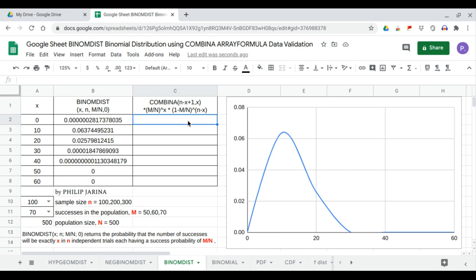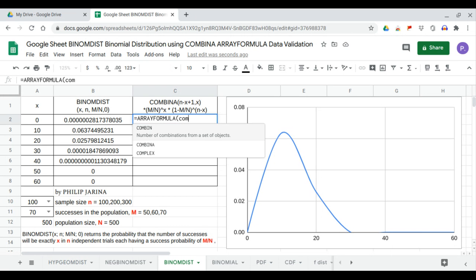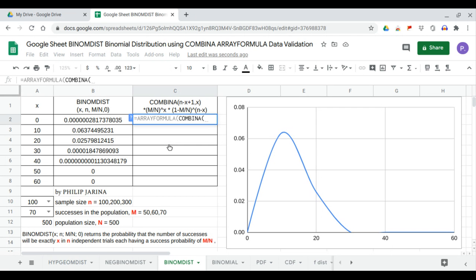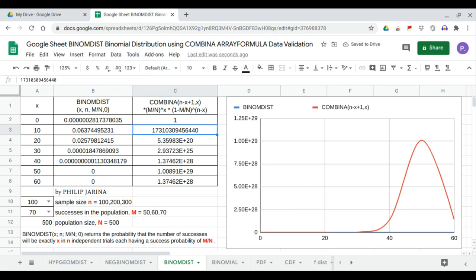We'll use COMBINA to generate the same data set. So we begin with the first term, COMBINA, array formula, COMBINA of n minus x plus 1, and x. So that's our COMBINA. That's the first factor.